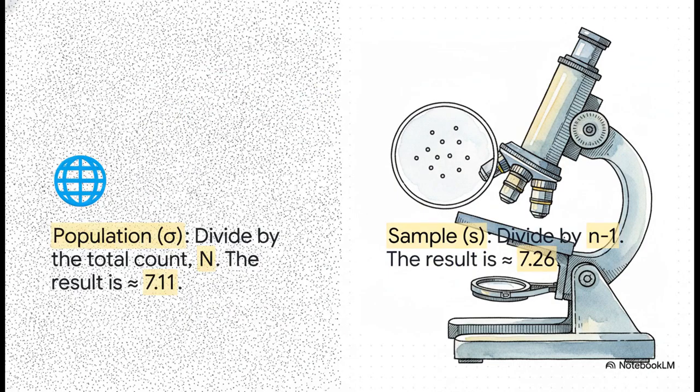Okay, hold on. Before we get the final answer, we have to ask one incredibly important question. Is our data the entire population, or is it just a sample of it? Because that answer changes the math just a little bit. For a whole population, you divide by the total count n. But for a sample, you divide by n minus 1. And look, that tiny change actually makes a difference in the final result.